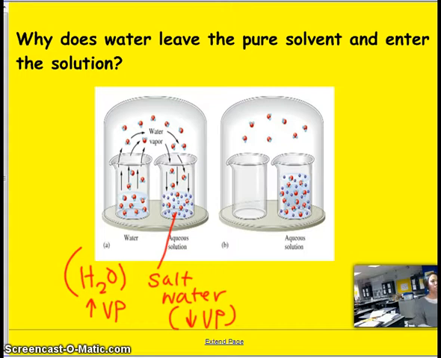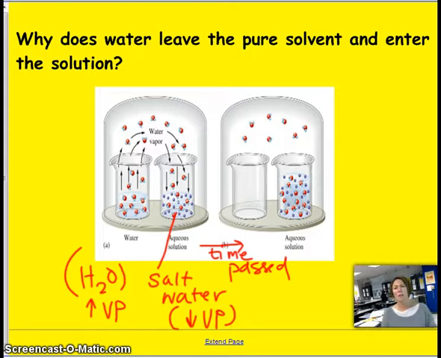Over time, going from A to B, time has passed. What you'll notice, if you were to actually do this experiment, is that water leaves the pure water beaker and goes into the aqueous solution beaker. The question on the AP exam was, why does that happen? Why would water leave this beaker and enter that beaker? So take a minute to think about that.